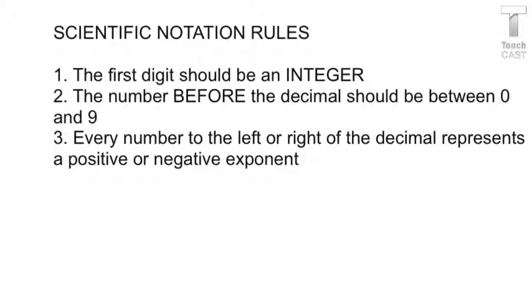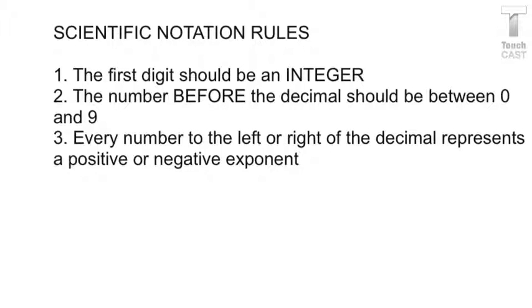First digit should be an integer. The number before the decimal should be a number between 0 and 9. And every number to the left or the right of the decimal represents a positive or a negative exponent. Remember how negative exponents usually make for fractions? That's why a negative exponent is a super small number: the higher the negative exponent, the larger the denominator we would have.